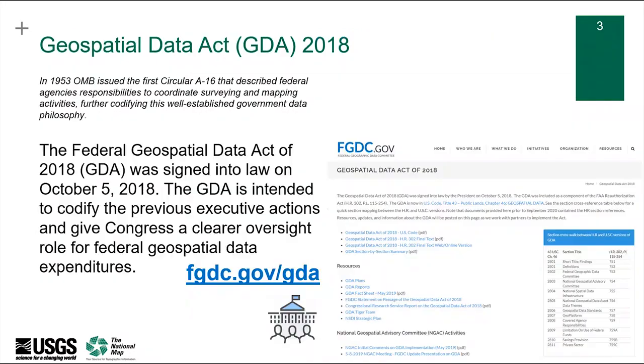The Department of Interior has had Circular A-16 in place since 1953, last updated in 2016, and then there's an executive order mandate to provide our data to the public in the best accessible format. The GDA codified this through Congress, so now it's becoming even more prevalent.